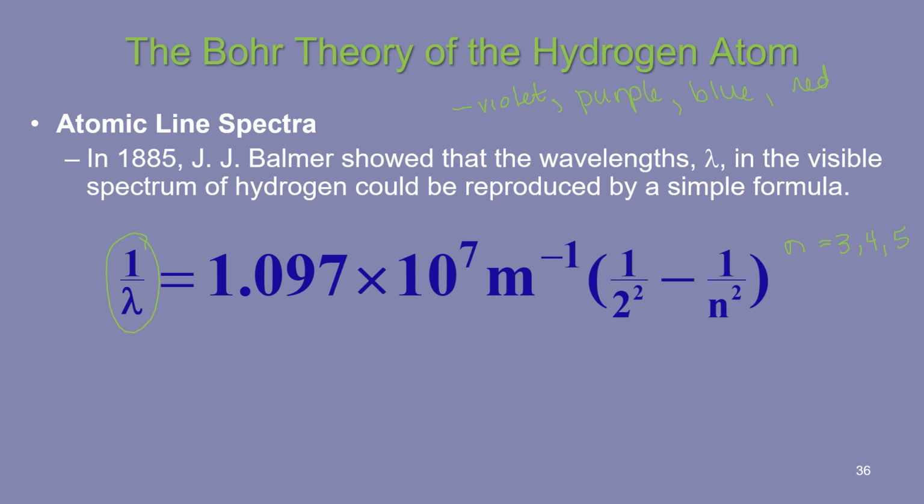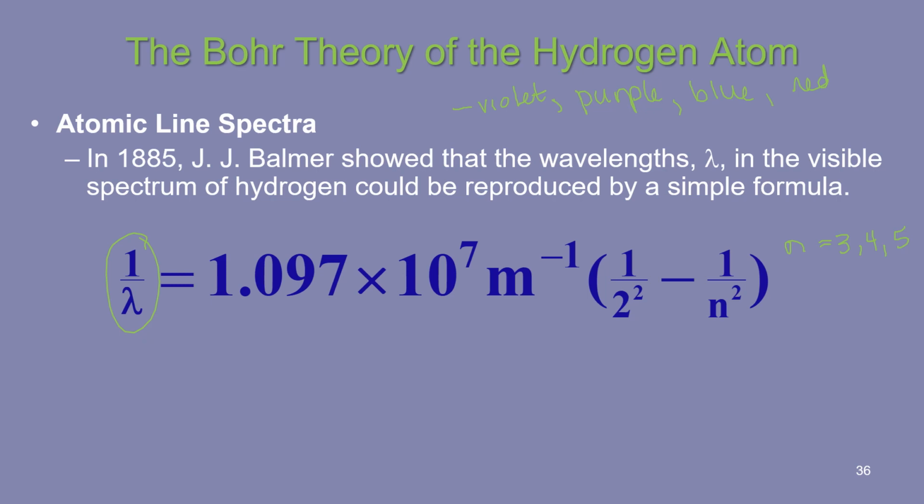So again, don't remember this equation for now. We'll come up with a better one. But he did happen to find a relationship, and this is it. So for example, if you put 3 in for n, you end up getting the wavelength. Once you invert it, 1 over the wavelength, you get the red line.